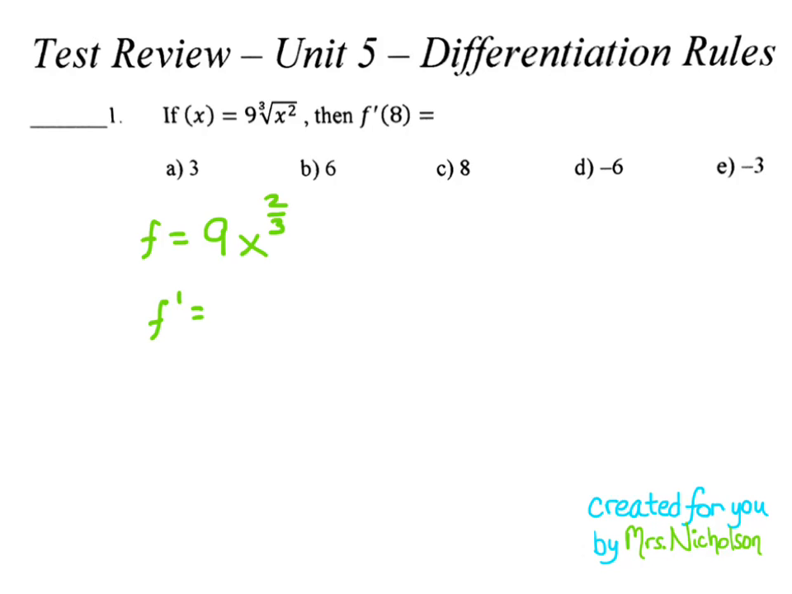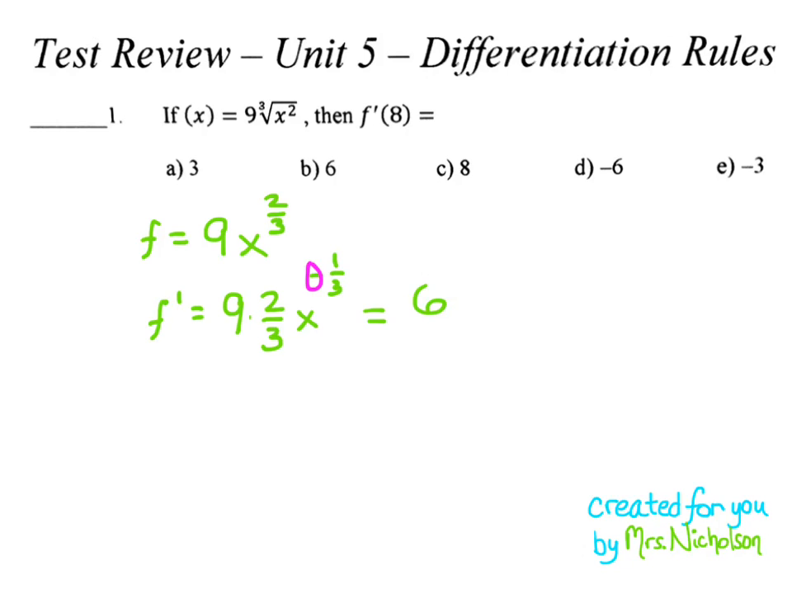So f prime is going to equal 9 times 2/3. The 2/3 is going to multiply by the 9. And then we're going to subtract 1 from 2/3. And 2/3 minus 1 is negative 1/3. Now I need to substitute 8 into this, but I'm going to do some simplifying first before I substitute that 8 in. 9 times 2/3, that's 18 divided by 3, or 6. And then I have x to the negative 1/3.